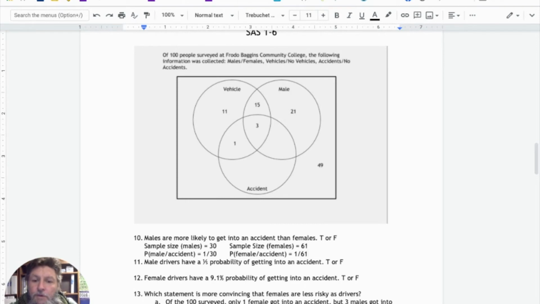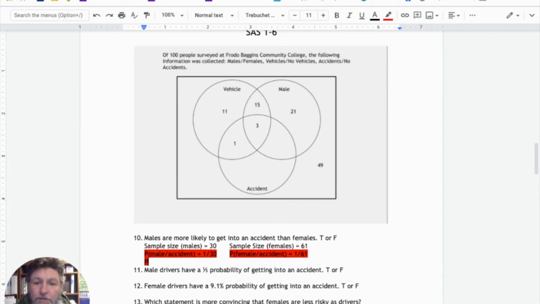But we need to look at the females and the males that actually have cars, not just males or females. That's an objective look, and it does skew that. So this is not the correct answer. I'm going to highlight this in red. We did the math, but I want you to see why it's not correct. It's not correct because how can a male or a female get into an accident if they don't have a car? So let me change this. I'm going to put the correct color, green.